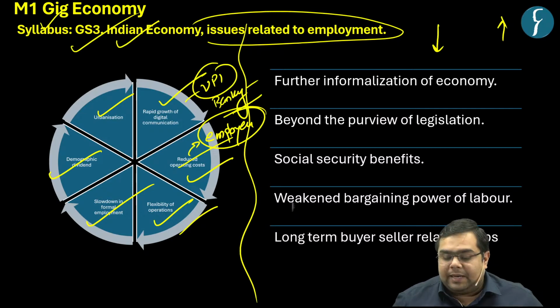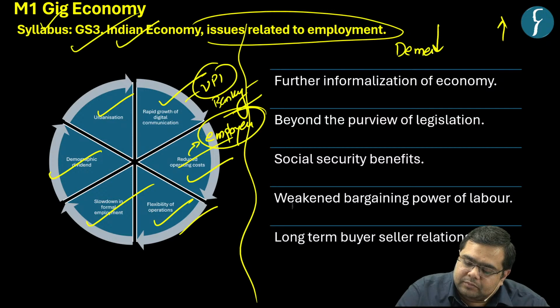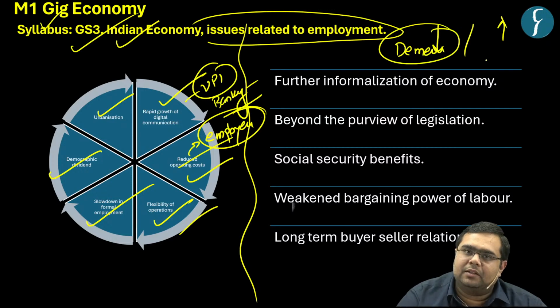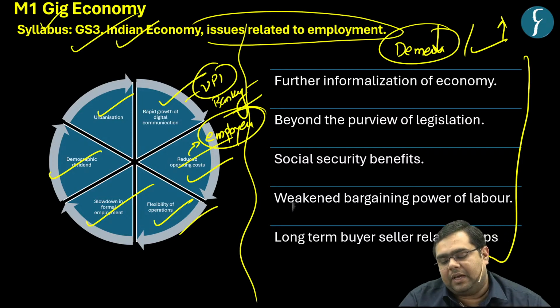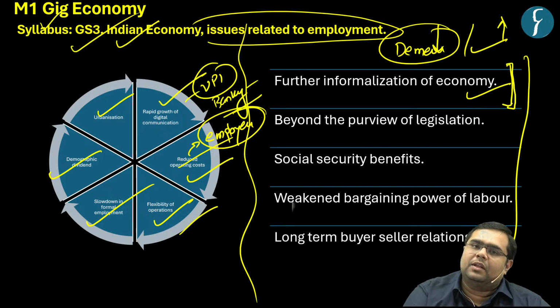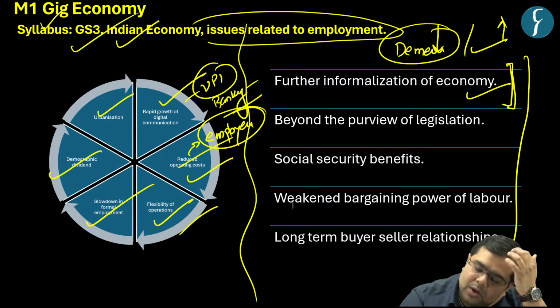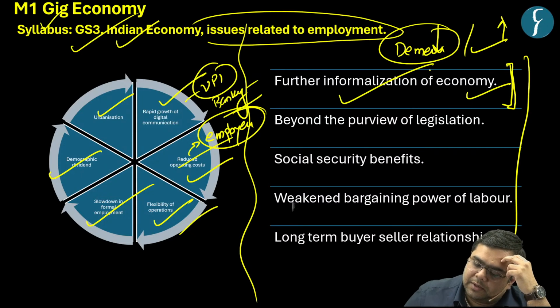But at the same time, we have to see the demerits or the issues that the gigization of the economy can further produce for our country. The first one being that it will make our economy further informalized. One of the features of our economy is that we have very little formal sector employment, and most of the employment that is offered by our economy is informal in nature, right? So it will lead to further informalization of the economy.